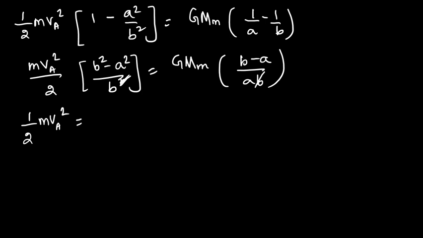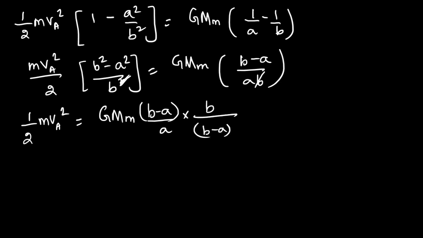So I can write this as, let's see. So I get this half m v square term as GMm b by a into 1 by b plus a.